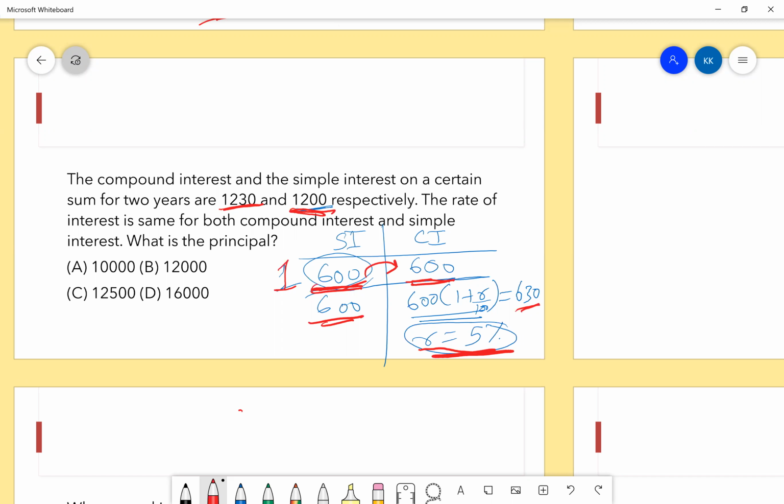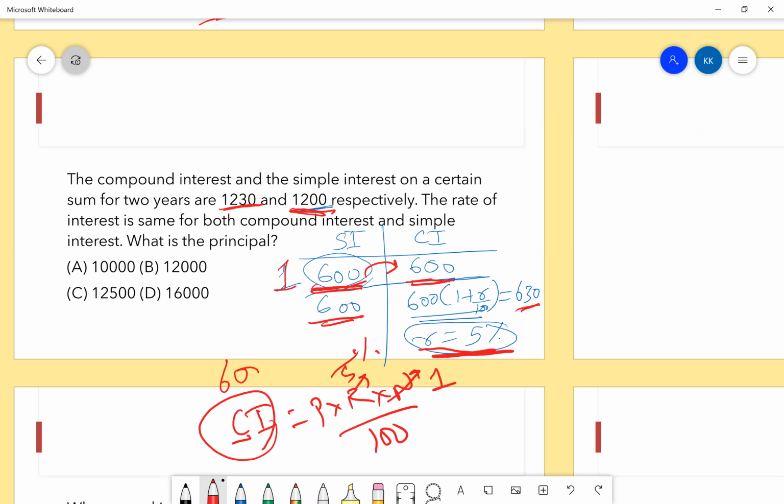Now, the simple interest formula is P into R into N by 100. This is 1. This is 5%. This is 600. Can I calculate P? This is what I have done. Nothing new, nothing fancy. If you start using the formula, guys, you will get caught in a very big calculation battle. You will have to use your calculators. You will have to do everything. Here, no calculators are required. Trust me.